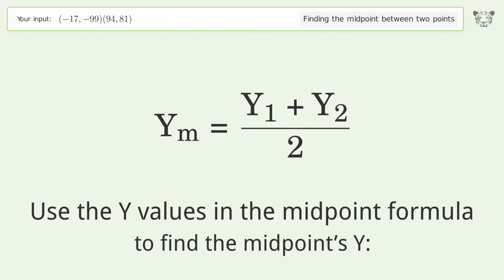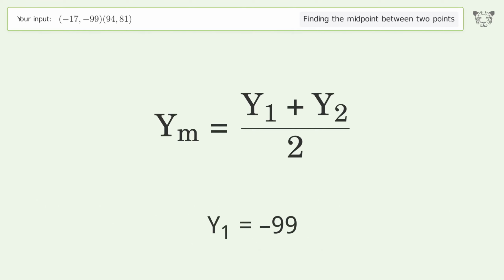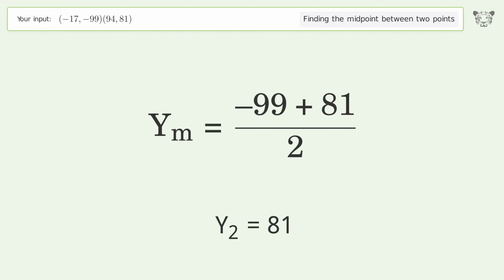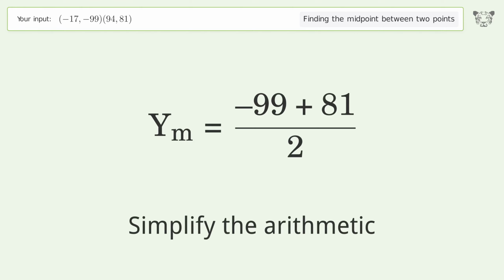Use the y values in the midpoint formula to find the midpoint's y. y1 equals -99. y2 equals 81. Simplify the arithmetic.